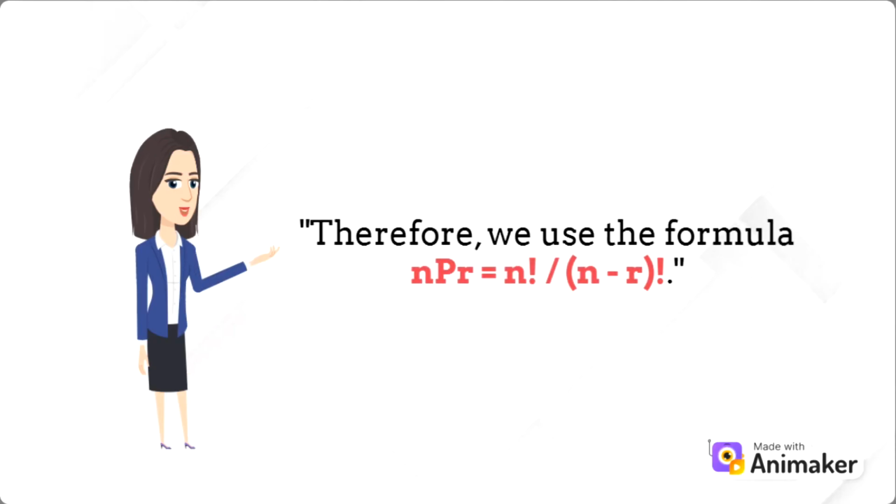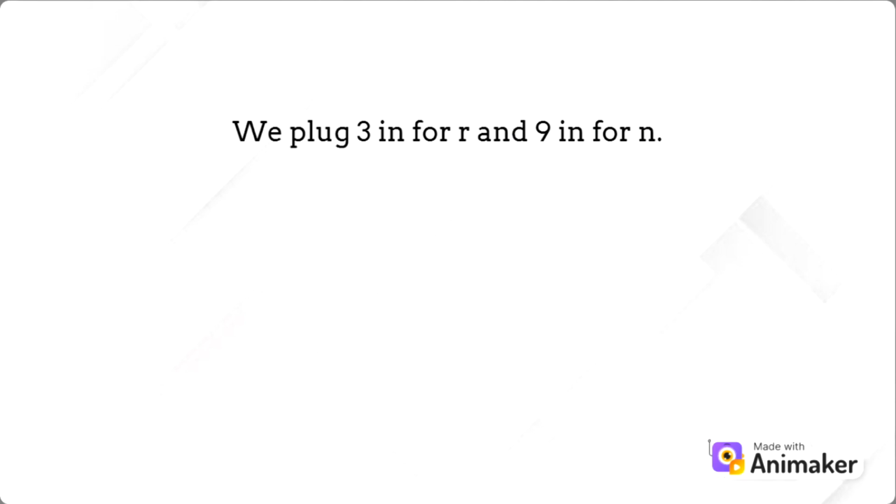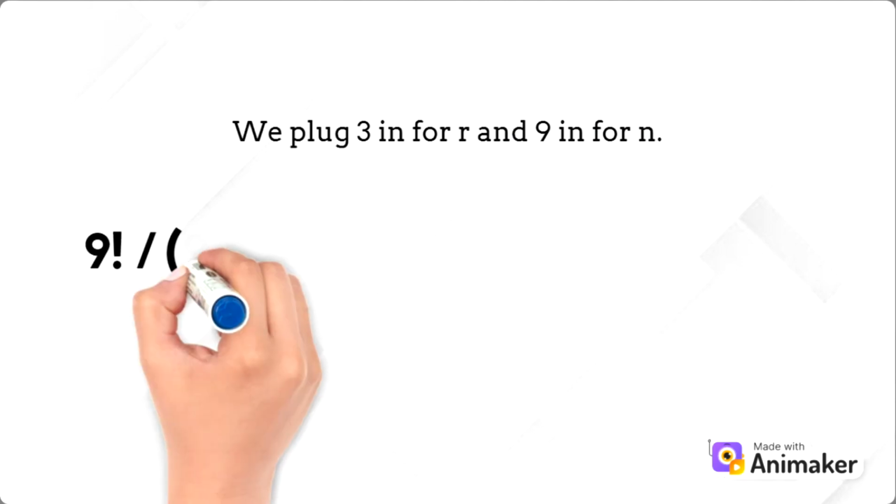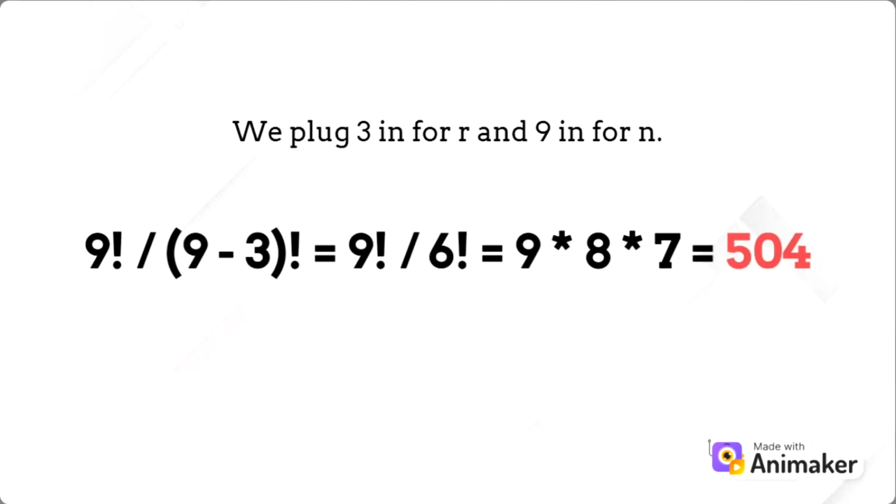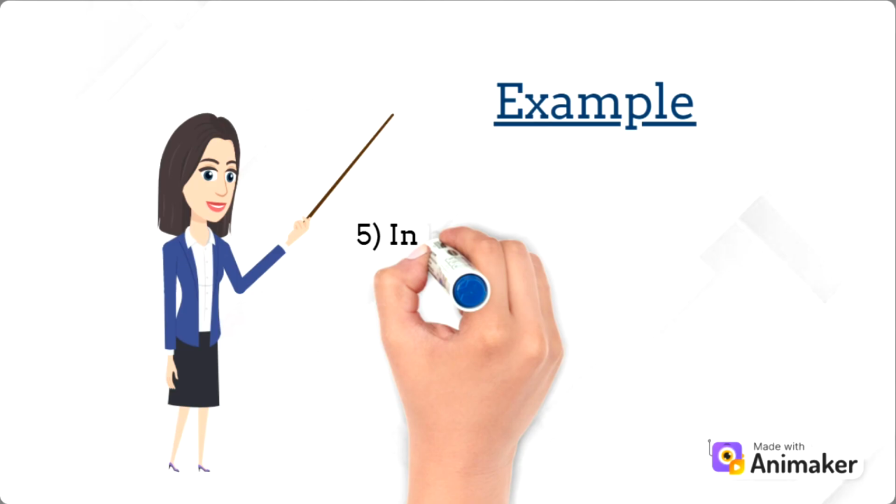Therefore, we use the formula, the permutation of n taken r at a time is equal to n factorial all over n minus r factorial. Substituting 3 for r and 9 for n will give us the following. Therefore, there are 504 ways for the top 3 finishers to come in during a race with 9 participants.